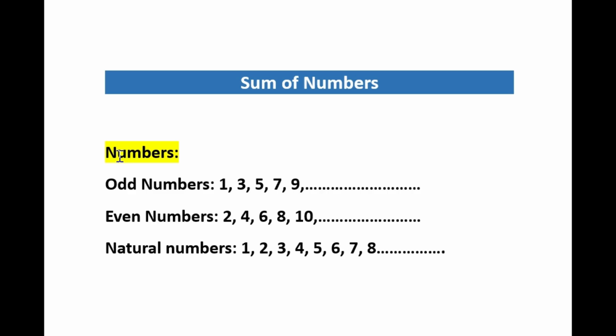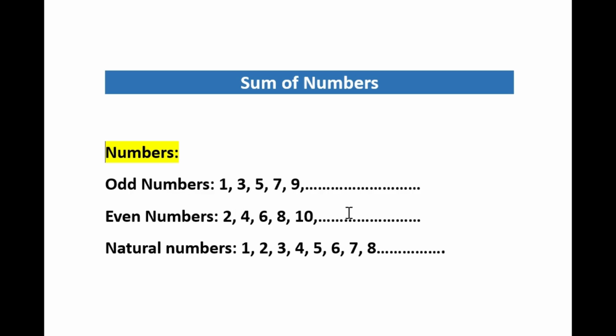We have studied in the past about the odd numbers, even numbers, and the natural numbers. So let's just recap this. Odd numbers are all the numbers 1, 3, 5, 7, 9. So it starts from 1 and then every alternate number after that. Even numbers start from 2 and then every alternate number after that. So it's 2, 4, 6, 8, 10 and so on. And the natural numbers start from 1 and go all the way to infinity. So a natural number is a combination of the odd numbers and the even numbers.